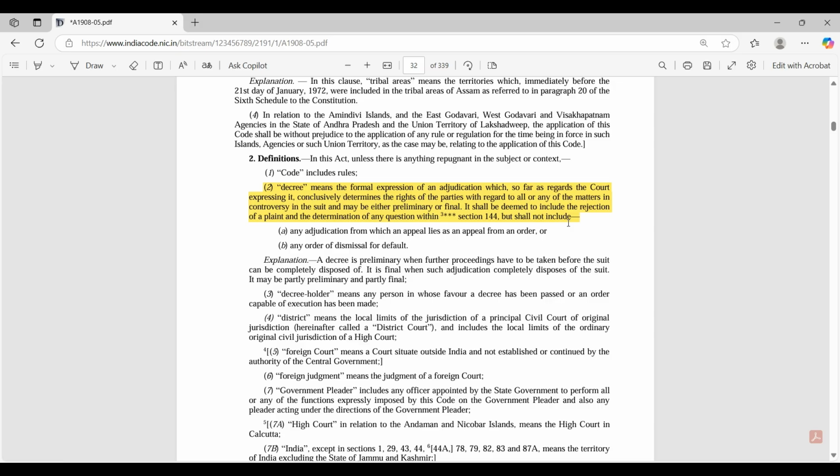A decree is preliminary when further proceedings have to be taken before the suit is disposed of. So it's the first thing which you will get from the court until the case is disposed of. Then again, it is final when such adjudication completely disposes of the suit. Now, a decree could be partly preliminary and partly final. So it could be both.